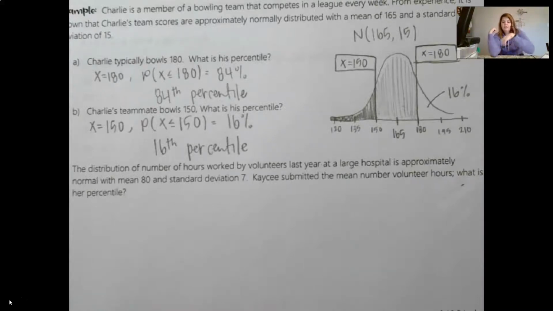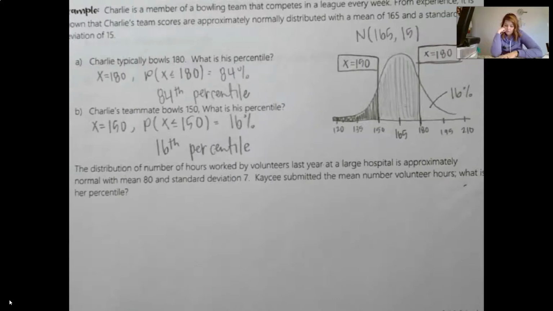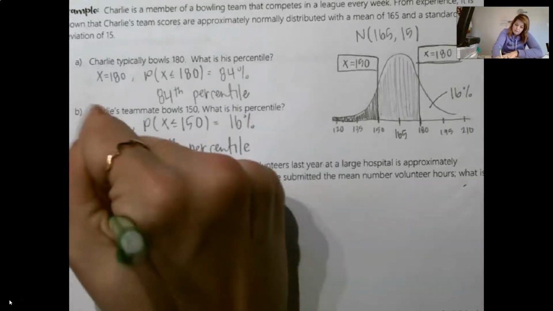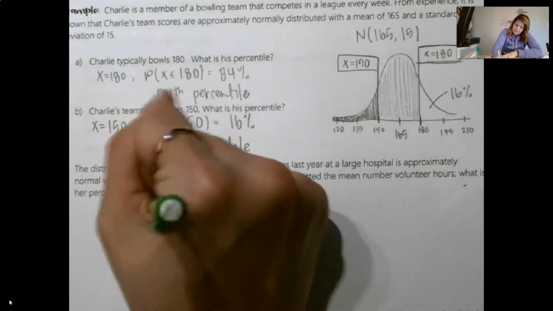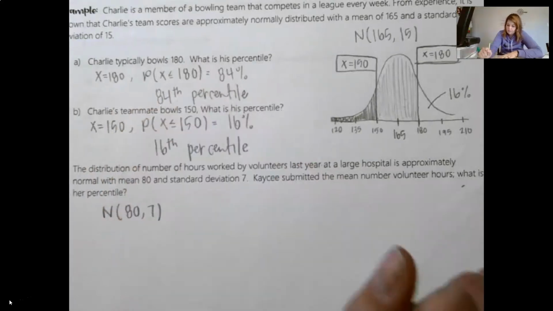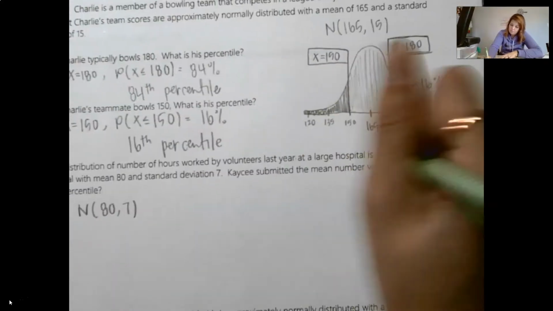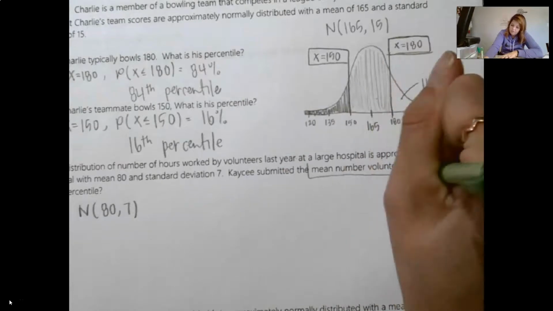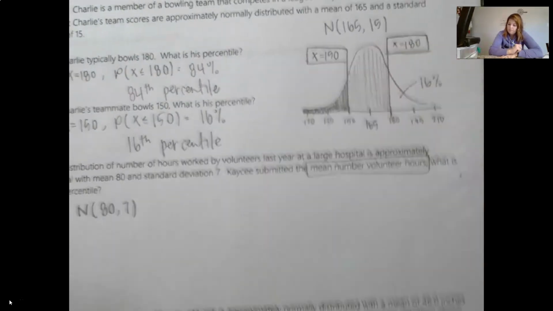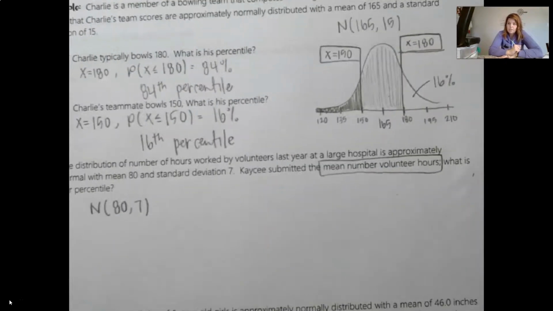Okay, now we're going to try a few. Number 1: the distribution of number of hours worked by volunteers last year at a large hospital is approximately normally distributed with a mean of 80 and a standard deviation of 7. Casey submitted the mean number of volunteer hours. What is her percentile?